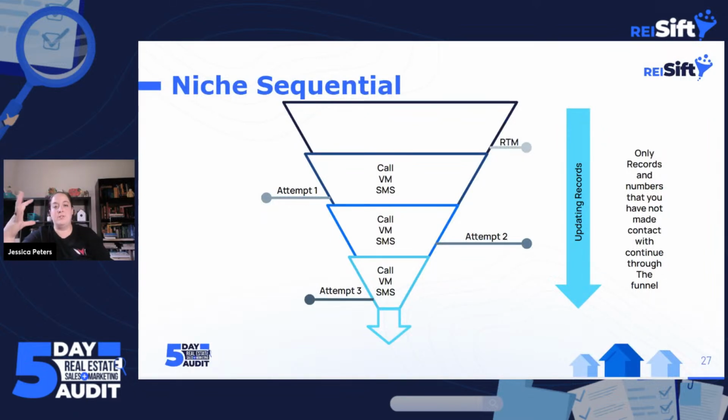And once they have numbers, they are ready to market. And you're going to do a certain number of attempts. So we're going to say 3. And attempt 1, you're going to call, leave a voicemail if you can, send a text message if you can. Now, they're only moving down this funnel if you have not made contact with the homeowner. Because if you've made contact with the homeowner, they are moving out of this funnel into their own follow-up.